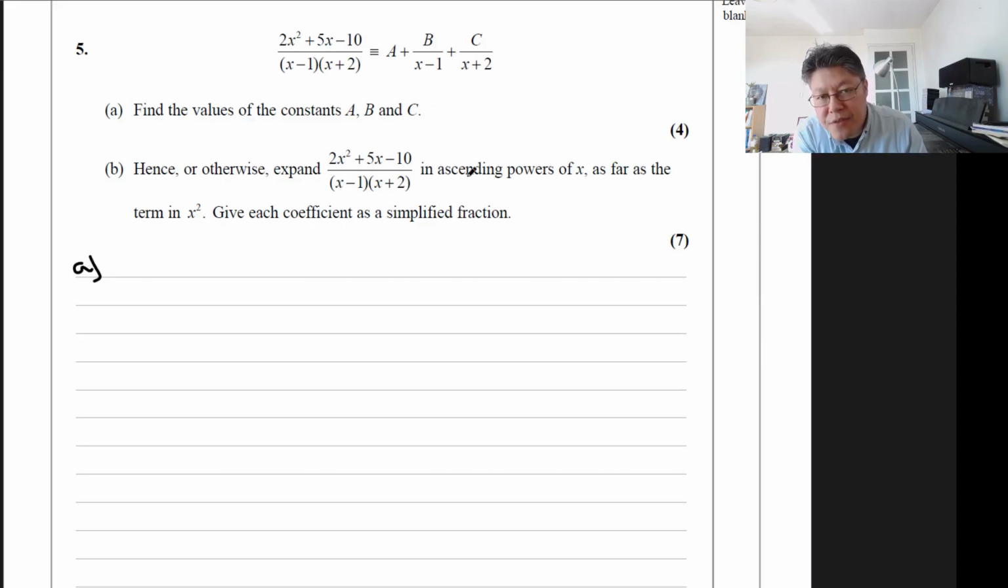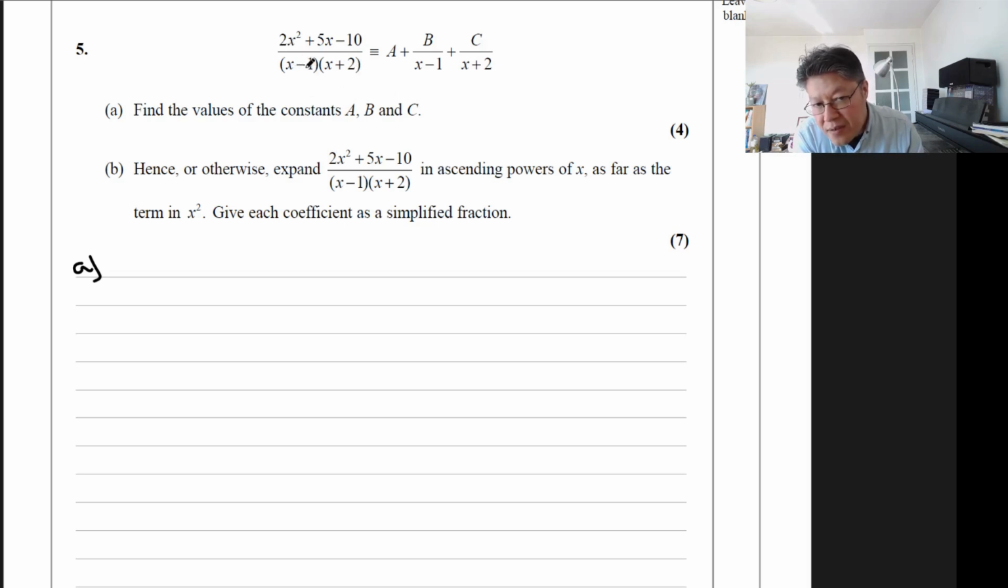So the first thing we should notice is that we actually can't do the partials just yet, because the numerator has a second degree polynomial, a quadratic, and at the bottom we have a quadratic, and you can only do partials if the degree of the numerator is less than the bottom. So the first thing we'll do is polynomial division.